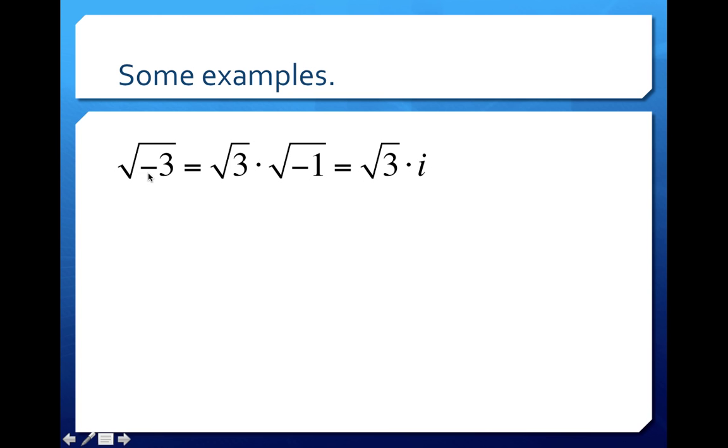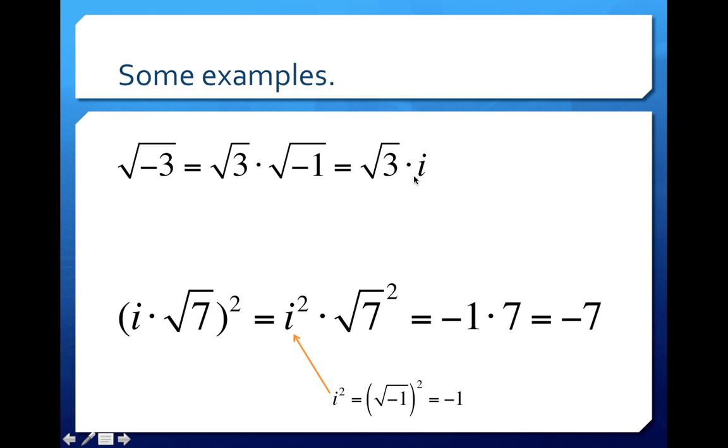Instead of just leaving it as the square root of negative 3, I can separate it out as my real component and my imaginary component. So I can just rewrite that as the square root of 3 times i.